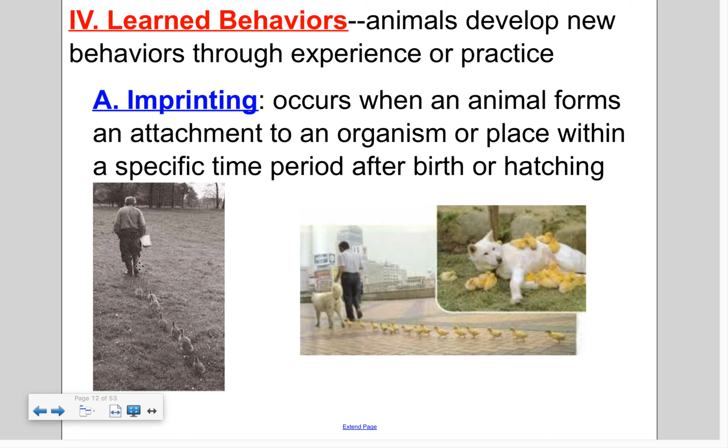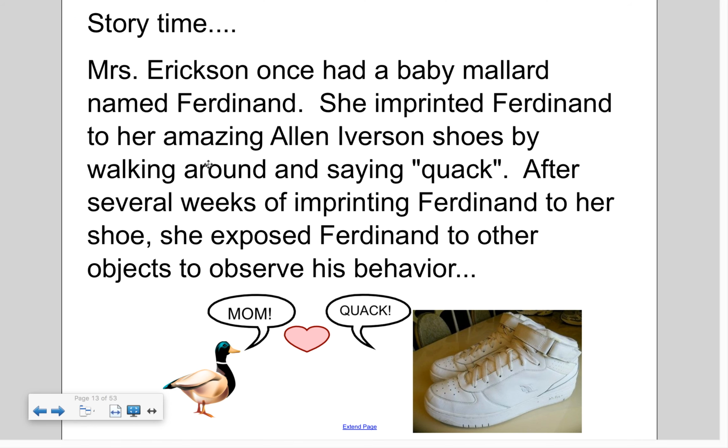You can see that this dog on the right-hand side has imprinted these ducks or birds onto him as a parent or guardian. So I have a quick story. In college, I had a baby mallard named Ferdinand, and for this lab experiment, I had to imprint my duck onto my amazing Allen Iverson shoes. I took Ferdinand out of an isolated box, so he never saw another duck. The only thing he saw was my shoes. I'd place him in a pen with my shoes, and then I'd walk around and say quack, quack, quack. And Ferdinand would think that these shoes were the same species.